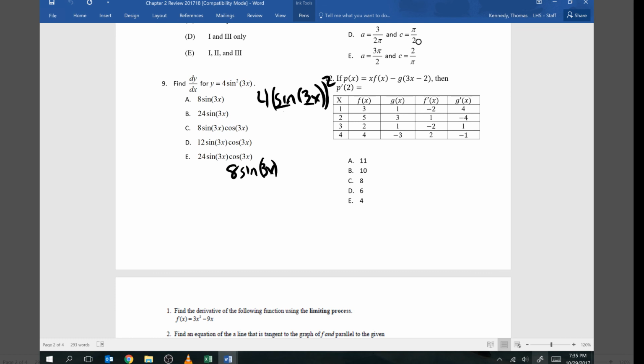And then I got to chain the sine. So the sine is my next inside piece. I get cosine of 3x. Then I got to chain this inside. 3 is the derivative of 3x. And so this is 24 sine 3x cosine 3x, which is that one. So when we use multiple chain rules is when we have multiple insides. Here there's one inside, but there's a second inside our trig function. And that's why that is the way it is.